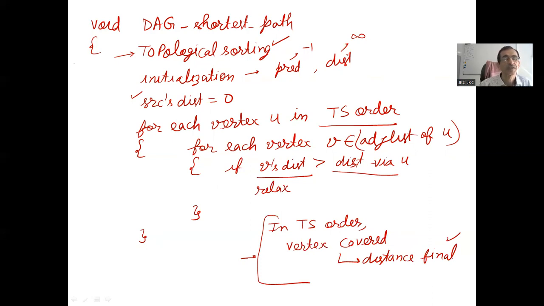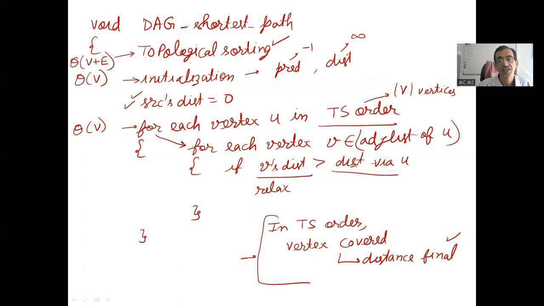Time complexity. Topological sorting time complexity, I always know it is theta of V plus E. Initialization, obviously theta of V. This is theta of 1. This for loop, how many times will it execute? TS order means V vertices exist in this. All vertices have to be in the topological order. If they were connected, obviously all of them will be there somewhere. So this is obviously going to be theta of V times.